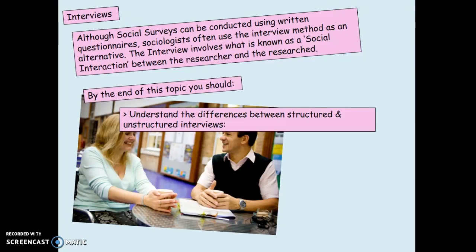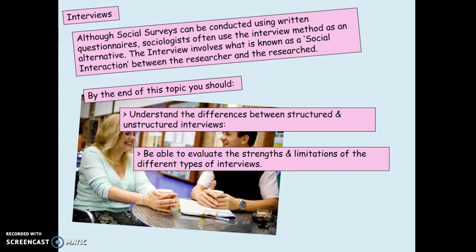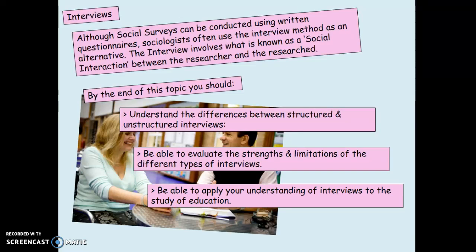By the end of this topic, you should understand the differences between structured and unstructured interviews, be able to evaluate the strengths and limitations of the different types of interviews, and be able to apply your understanding of the interviews to the study of education.